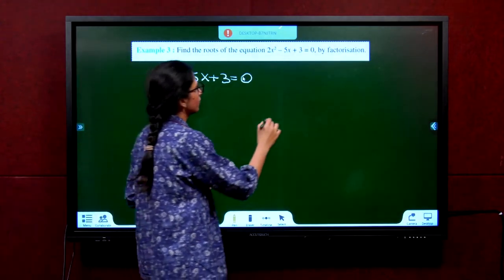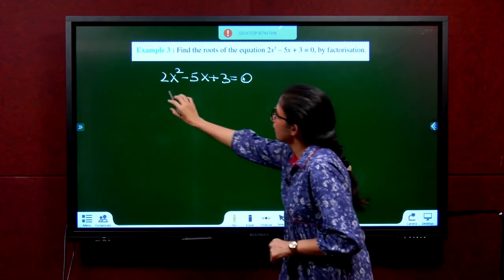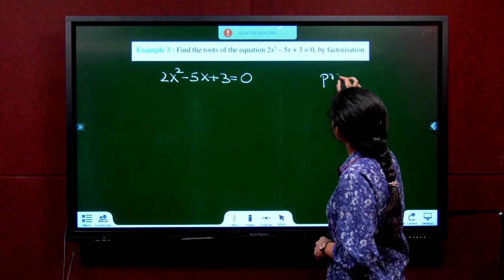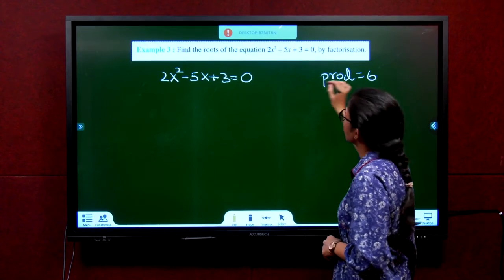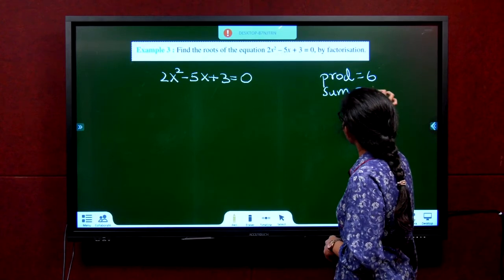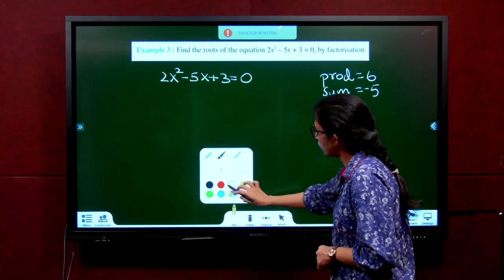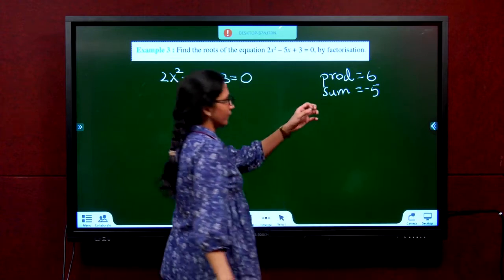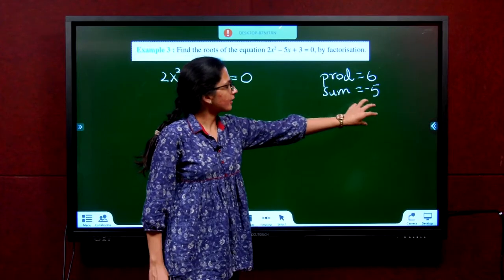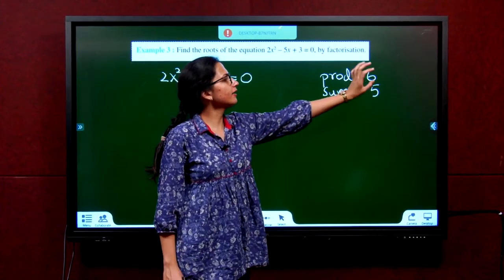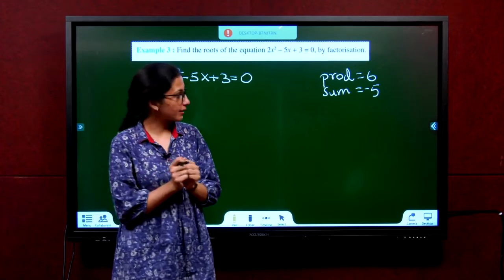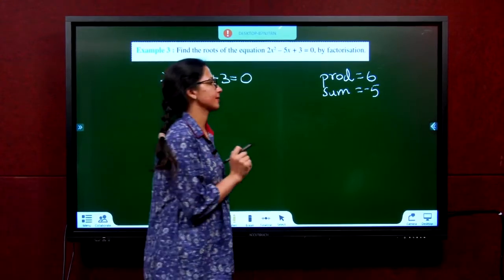What is the first thing we do? What is the product? First term, last term, multiplication. 2 threes are 6. So product is 6. Middle term is the sum, minus 5. You have to now split minus 5 such that their sum is minus 5 and their product is 6. I repeat, find 2 numbers whose sum is minus 5 and product is plus 6.